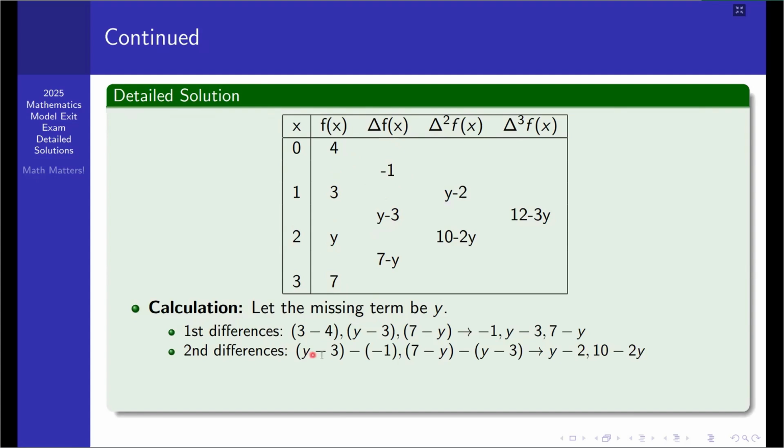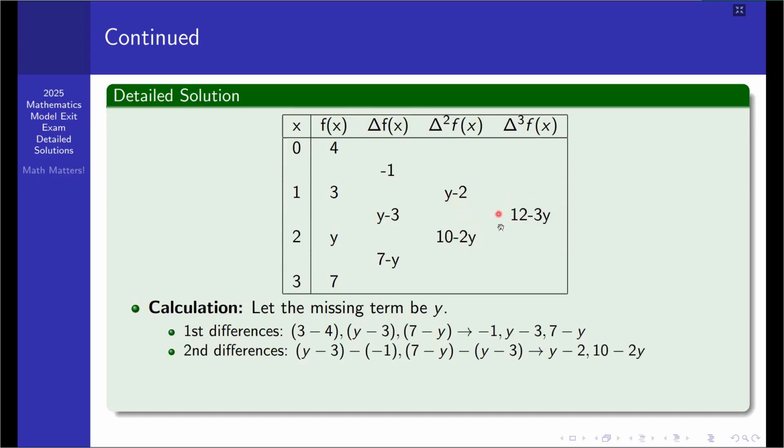Similarly, the second differences are the differences of the first differences. That means y minus 3 minus minus 1 is y minus 2, and 7 minus y minus (y minus 3) is 10 minus twice y. And lastly, the third difference is the difference between the second differences, so 10 minus 2y minus (y minus 2) is equal to 12 minus 3y.